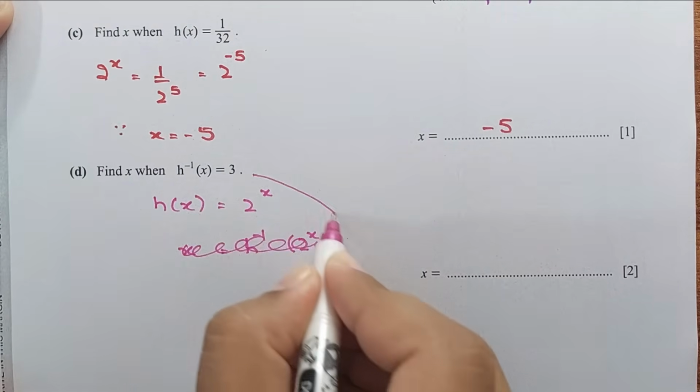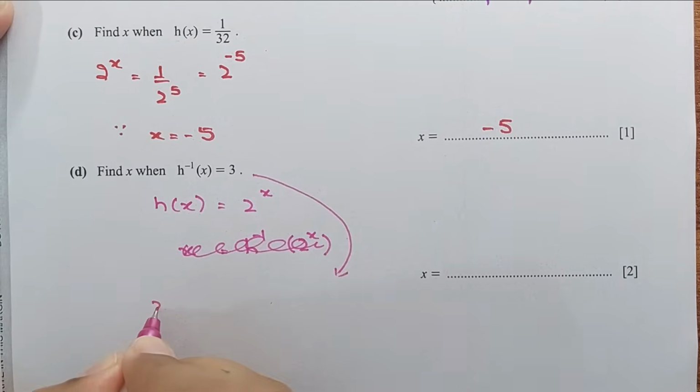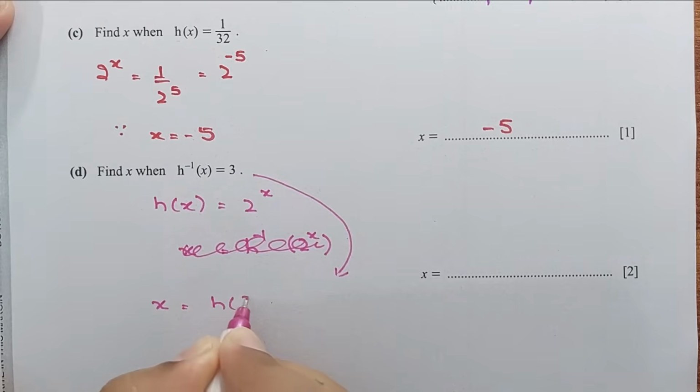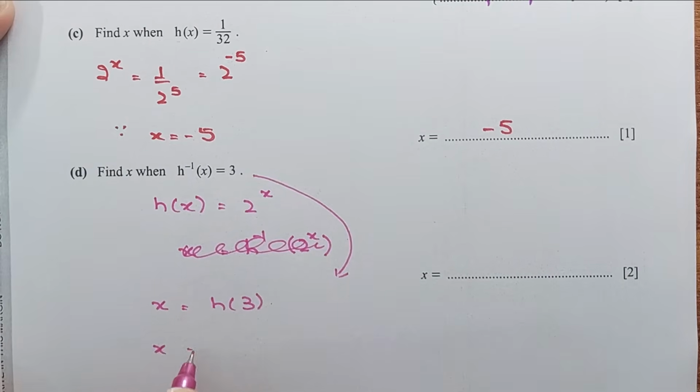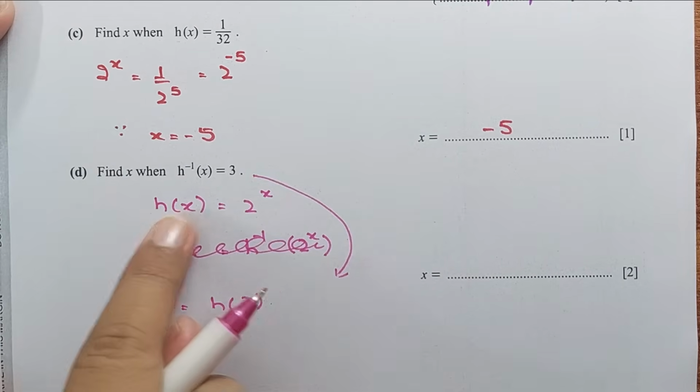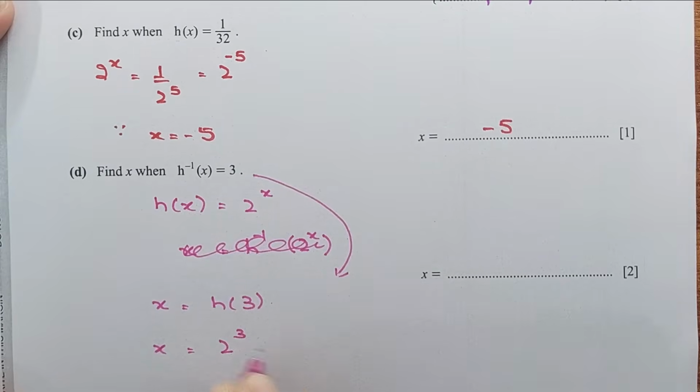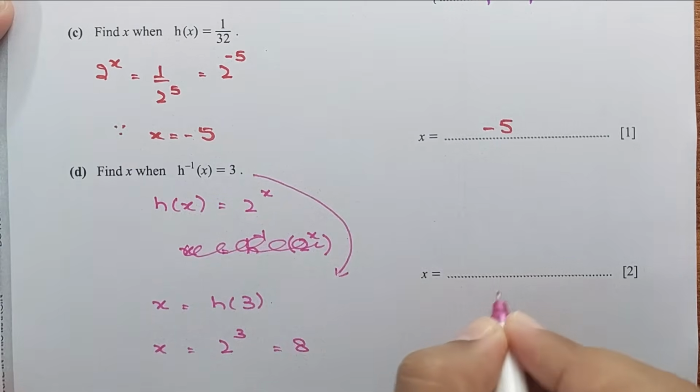We have to reuse this. Okay, so from here x would be equal to h of 3. So what is x? Which is h of 3. h of 3 is 2 to the power 3, so 2 cubed is 8, so the x value is 8.